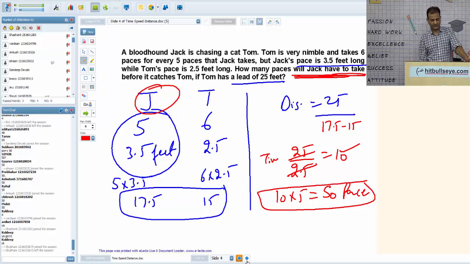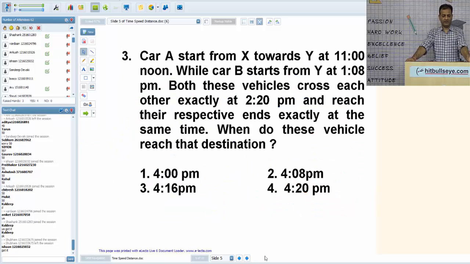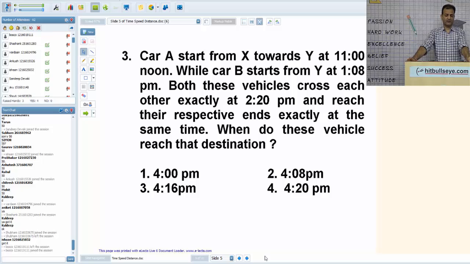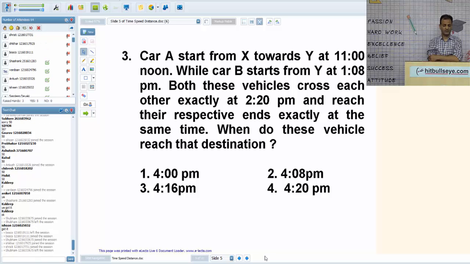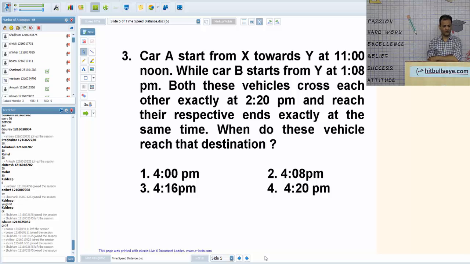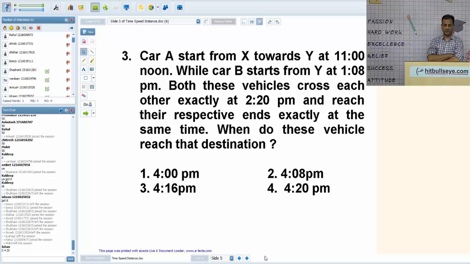Now the next question is a very important question. You have 2 to 3 minutes. Just solve it. Car A starts from X toward Y at 11, while car B starts from Y at 18. Just make equations. Then I will tell you the shortcut of this question. Straight away you can do it, but right now you should know the process also. Car A starts from X.